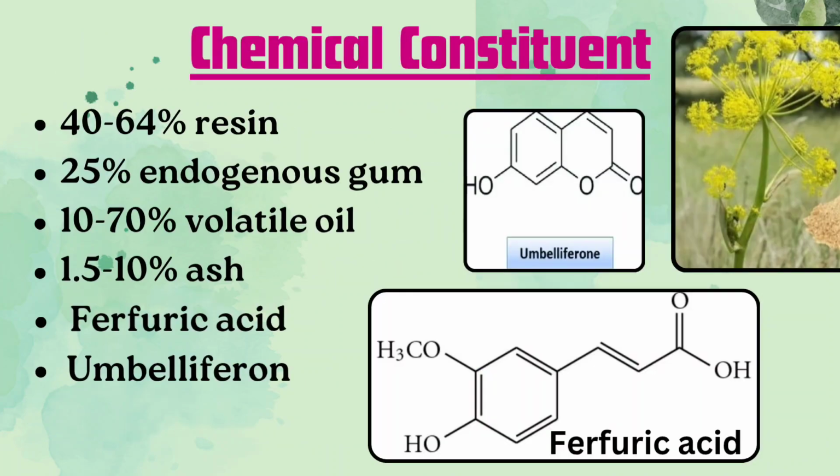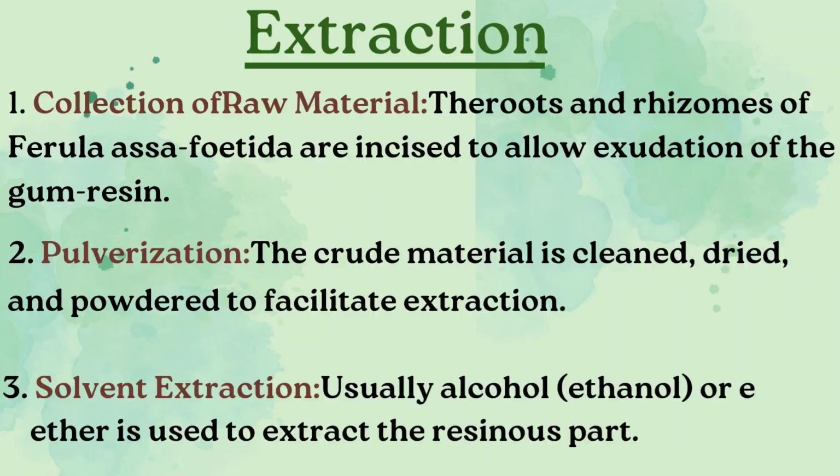Then chemical constituents. The chemical constituents present in asafoetida are 40 to 64% resin, 25% endogenous gum, 10 to 70% volatile oil, 1.5 to 10% ash, sulfuric acid, umbelliferone, and many other constituents are present in asafoetida.